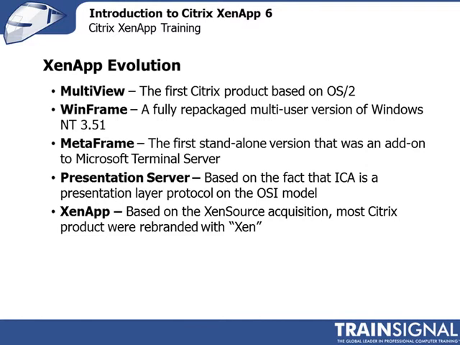Now, the name Presentation Server, in my opinion, was a very, very cool name. And the reason for that is that the ICA protocol, which is one of the star features of XenApp today and through the years, is a presentation layer protocol on the OSI model. So when you say Presentation Server, OSI model at the presentation layer, it sort of makes sense. So you kind of understand why that name was named accordingly. So I was happy with that name.